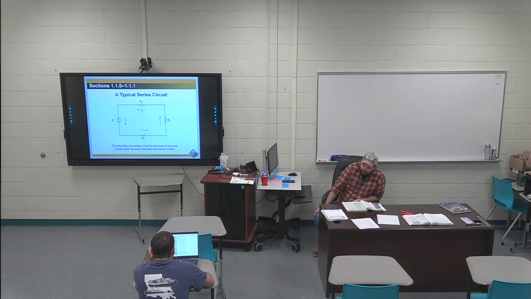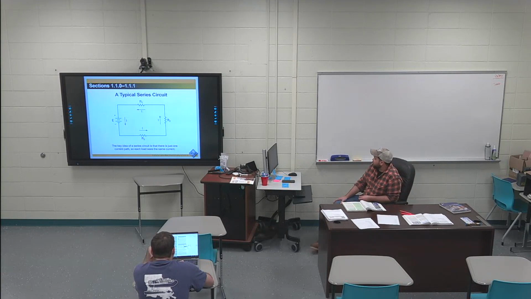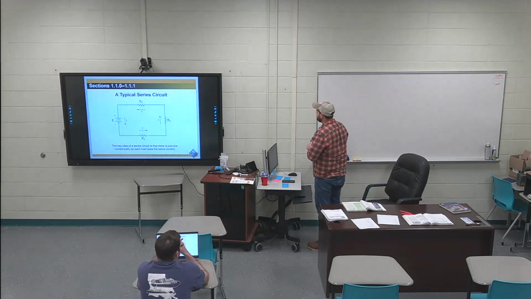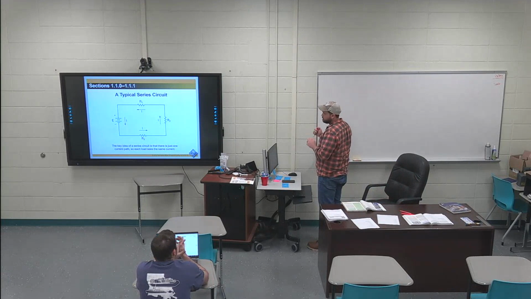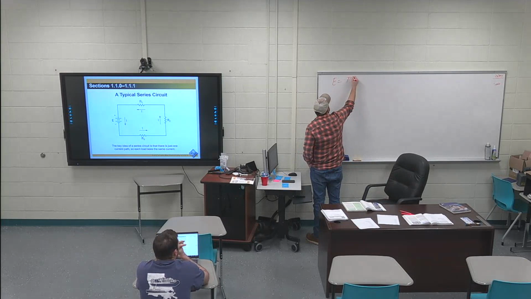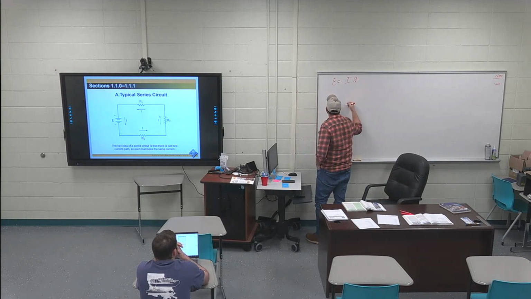The third paragraph on page 1, the first sentence is highlighted. In a purely resistive circuit, the relationships between voltage, current, and resistance can be calculated by applying Ohm's law. You don't know what Ohm's law is? E equals I times R.